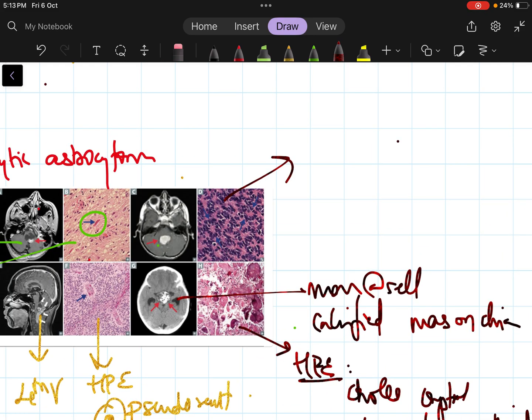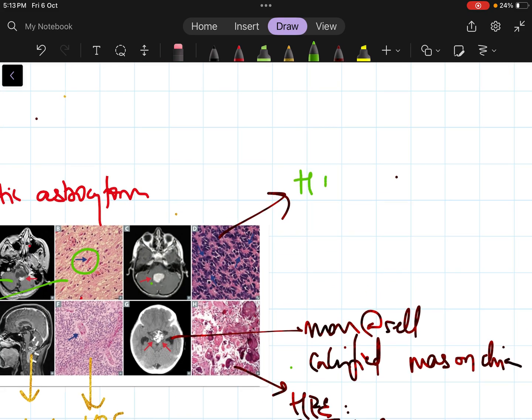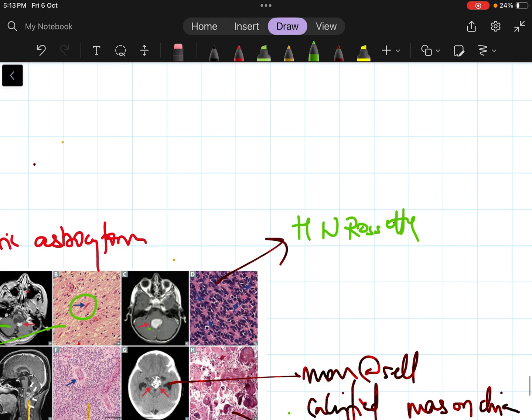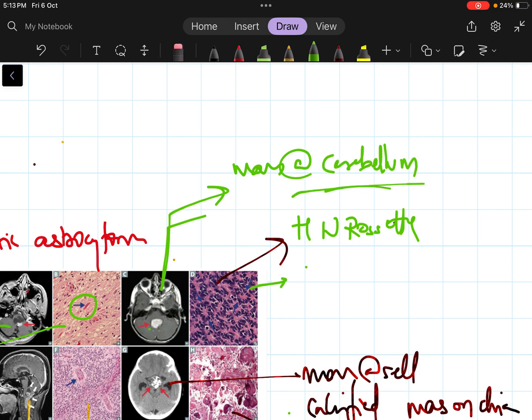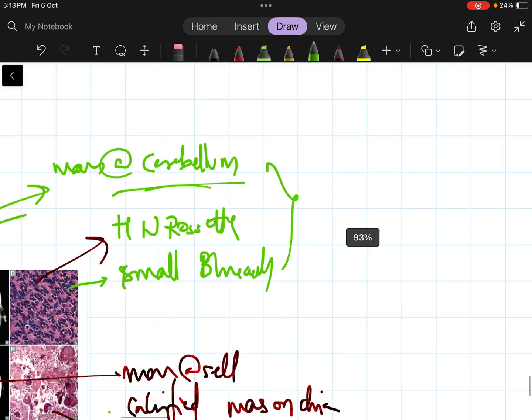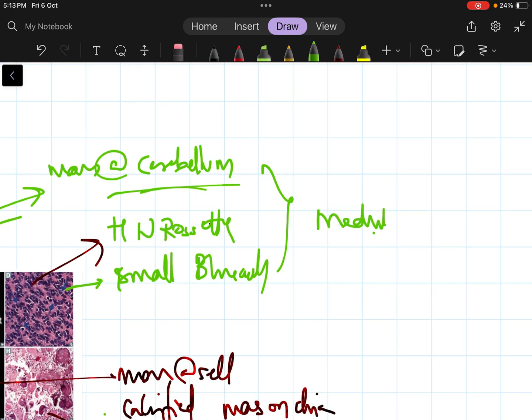Then we have Homer Wright rosettes on histopathological examination, and on CT you have a mass at the cerebellum. Small blue cells can be seen. These are classical findings of medulloblastoma. They have droplets.